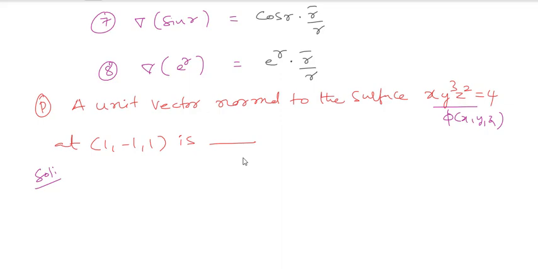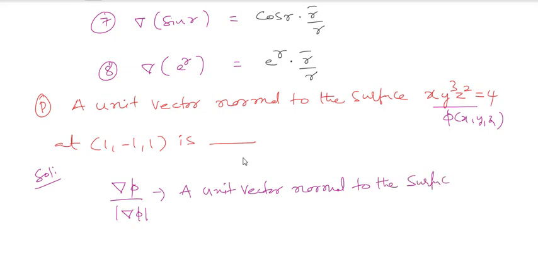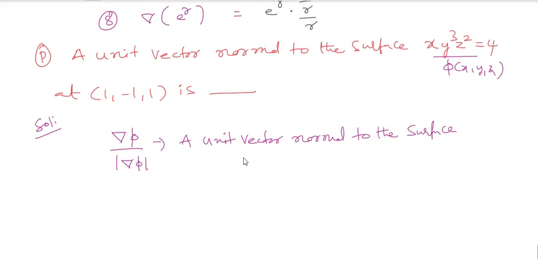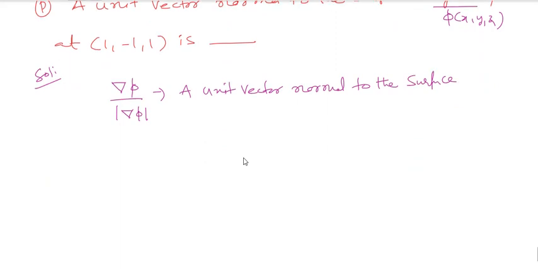So unit vector normal to the surface is nothing but what? Unit vector normal to the surface will be what? Del phi by mod del phi is nothing but what? A unit vector normal to the surface, which is a unit vector normal to the surface. Am I correct or not? This is the part. Clear with my point that you need to calculate it as they given in the problem.